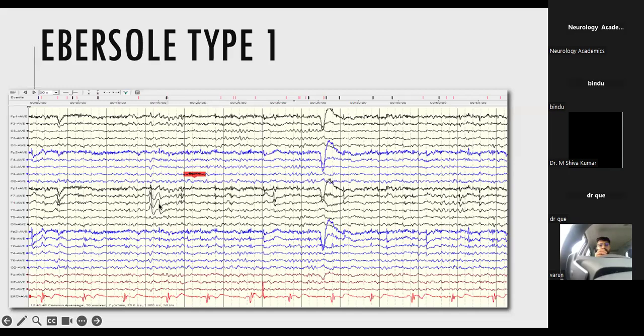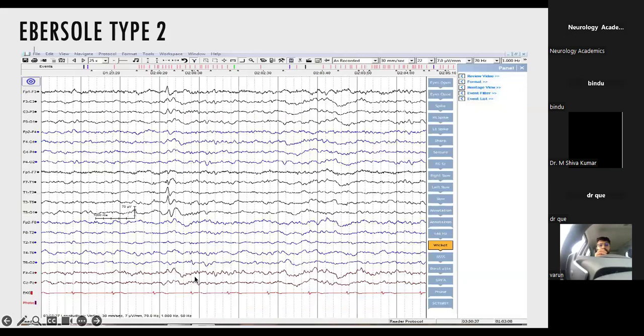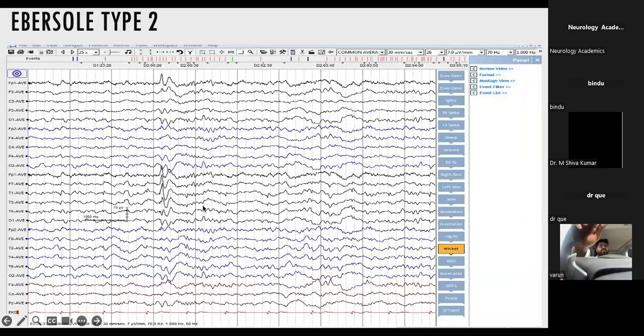Coming to Ebersole type 2 spike, here we can see the negative spikes in the left temporal area, and negativity is also seen in the frontal region, which can be seen in the common average also. The spikes in the temporal and also frontal regions without any positivity are called Ebersole type 2 spike, and it is associated with neocortical origin, but can also be seen in mesial.